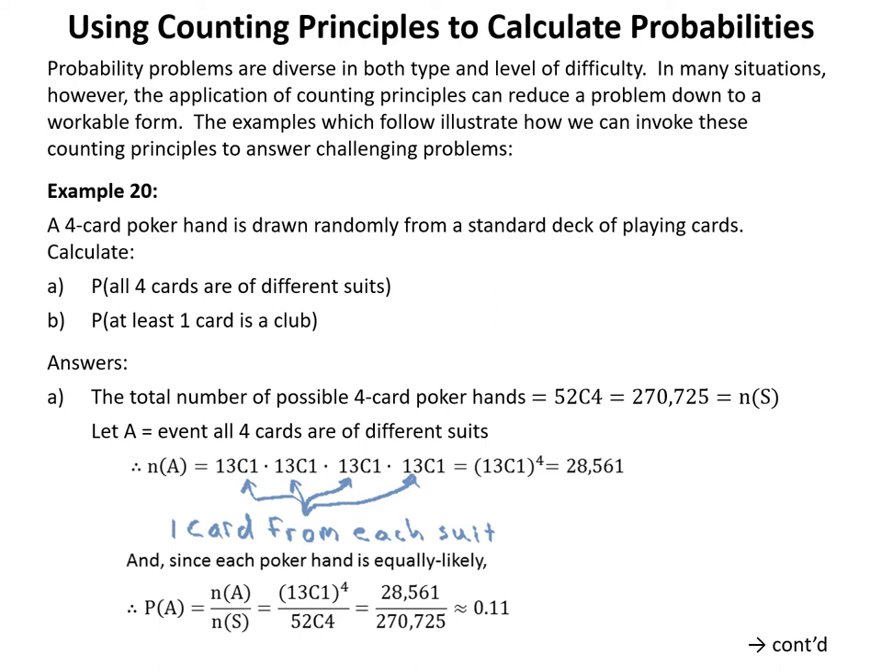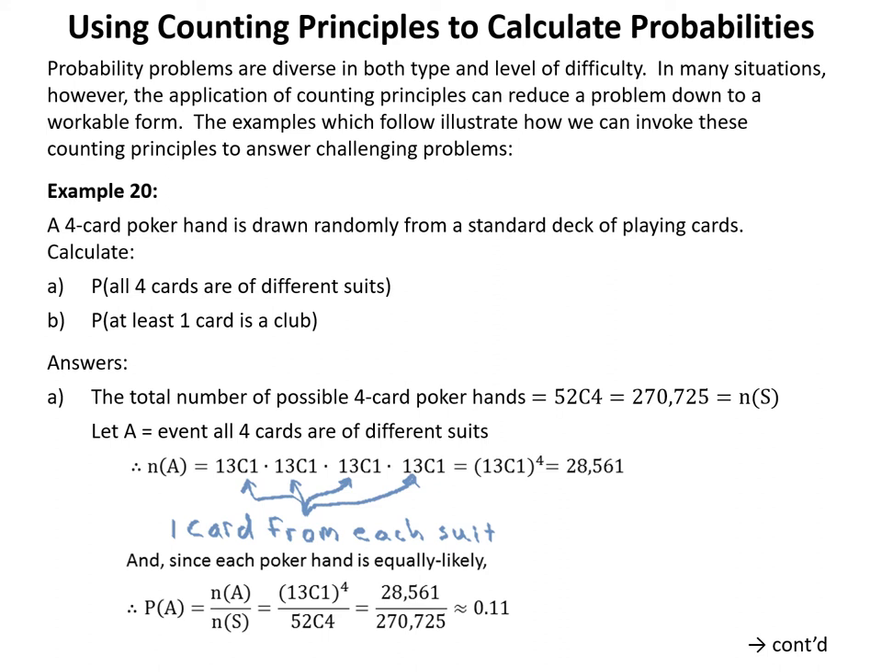Probability problems are diverse in both type and level of difficulty. In many situations, however, the application of counting principles can reduce a problem down to a workable form. The examples which follow illustrate how we can invoke these counting principles to answer challenging problems. In example 20, a four-card poker hand is drawn randomly from a standard deck of playing cards. We're asked to calculate in part A the probability that all four cards are of different suits, and in part B, the probability that at least one card is a club. To answer these questions, we start with part A.